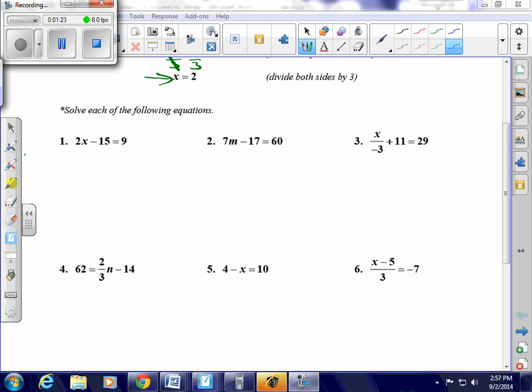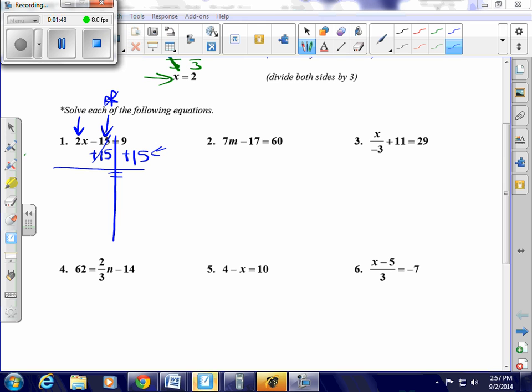So continuing on with number 1 here, it looks like I need to get rid of the 2 and I need to get rid of that minus 15. I'm going to start with the minus 15 first. If I can get that over to the other side, I can just then divide by 2. Well, let's do that. Let's cancel out minus 15. Always keep track of your equal sign. Always keep track of what's on both sides of the equal sign. Whatever you do to one side, you've got to do to the other.